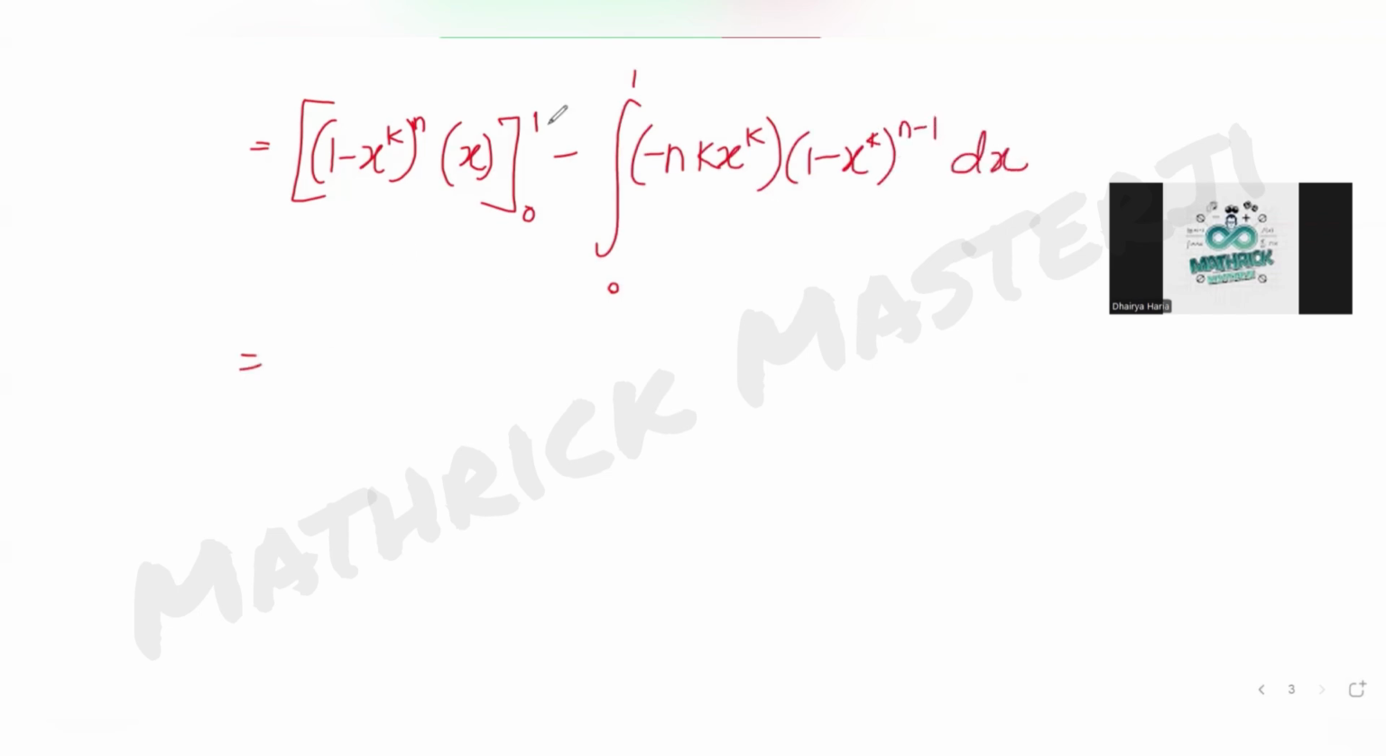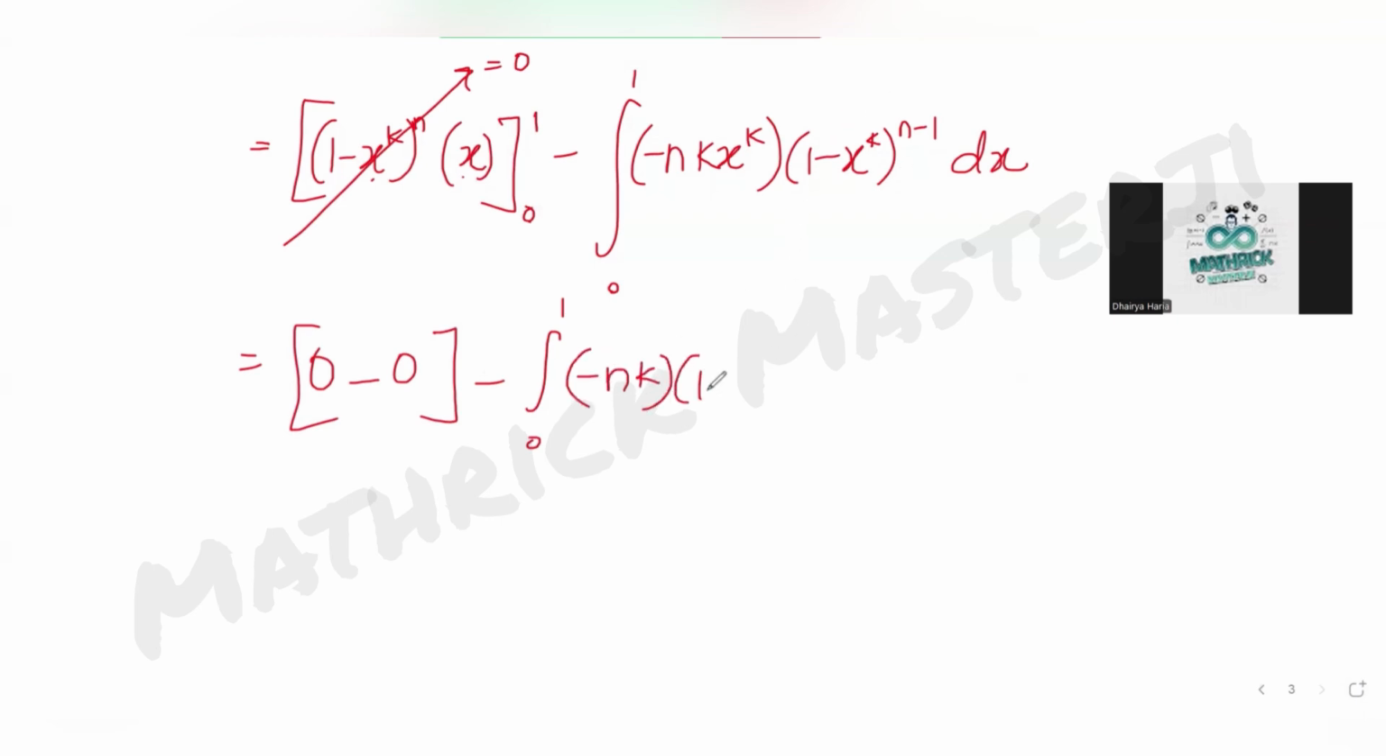Now, applying the limits here: for the upper limit 1, 1 minus 1 raised to anything is 0, and anything multiplied with 0 becomes 0. Minus, if I put 0 as the limit, x is also present, which makes it 0. So this entire term cancels out and becomes 0. Minus the integral from the limits of 0 to 1, the expression becomes minus n k.